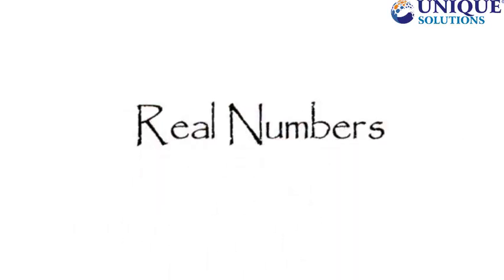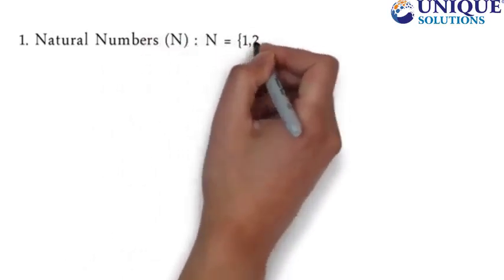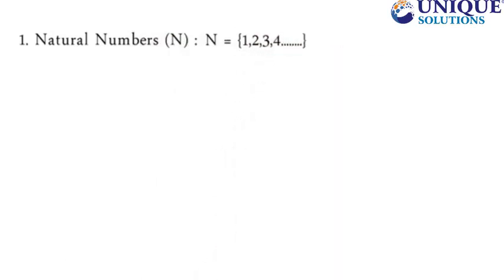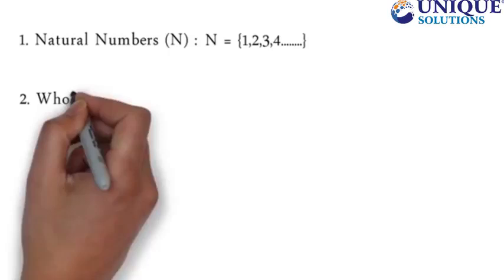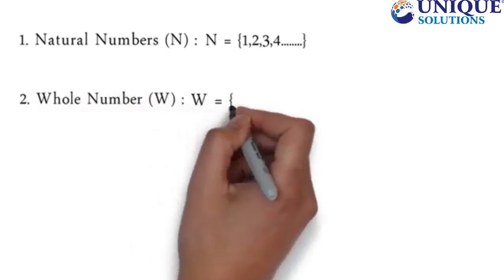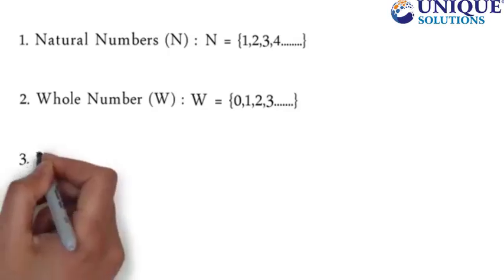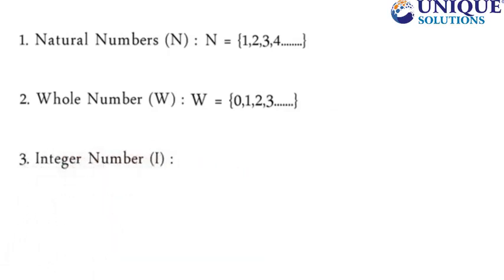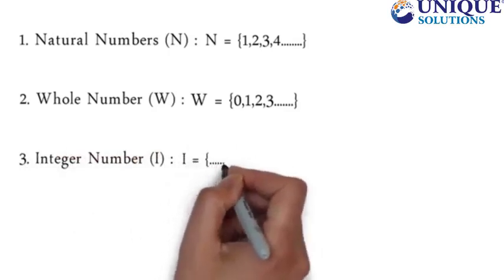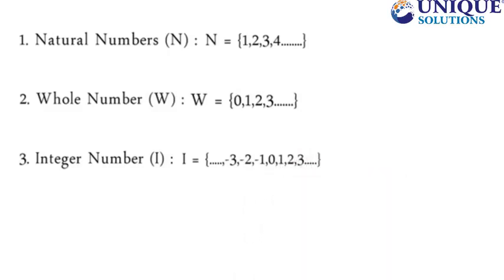Before starting with our actual topic, let us understand the basics first. First, natural number, denoted by N. Here, N is equal to 1, 2, 3, 4 and so on. Second, whole number, which is denoted by W. Here, W is equal to 0, 1, 2, 3 and so on. Third, integer, which is denoted by I. Here, I is equal to -3, -2, -1, 0, 1, 2, 3 and so on.